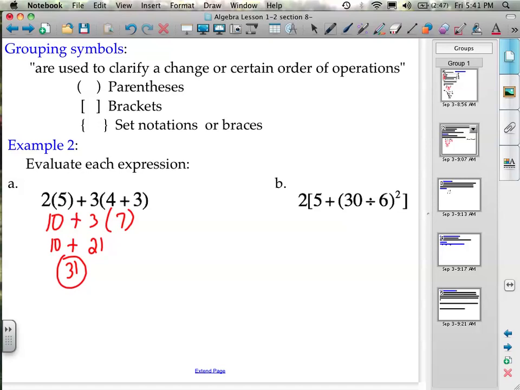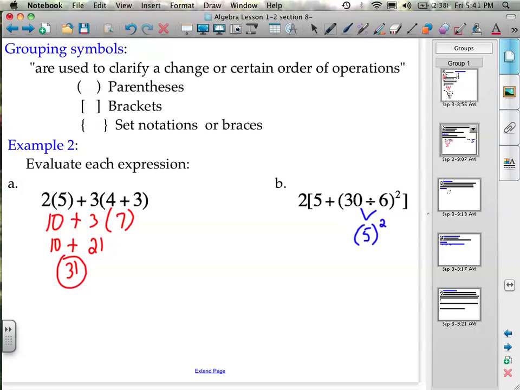Okay, the problems can become much larger, obviously. And situation B lends itself to be more of your future formula work that you're going to see. So we have brackets, we have parentheses, we have exponents. So according to PEMDAS, we look for the parentheses first. Basically, you look for the innermost set of grouping symbols. So we have 30 divided by 6. Well, 30 divided by 6 gives you 5.